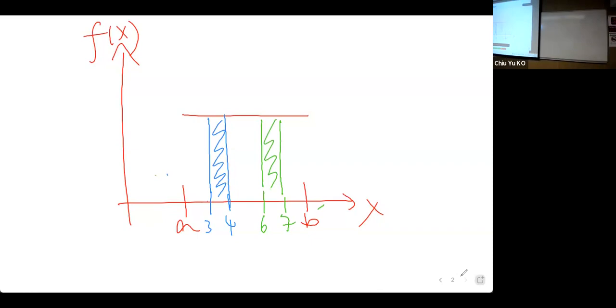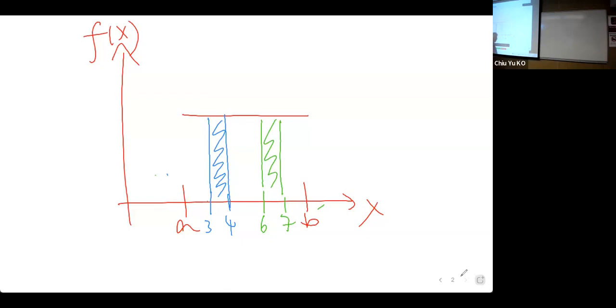That means the height must be flat, because uniform means no matter where I pick a unit interval, as long as it is one unit, they're the same. That means the same probability everywhere. Maybe 4 to 5 is the same, 5 to 6 the same, or 3.5 to 4.5 the same. So it must be flat, because the area below it is the probability.